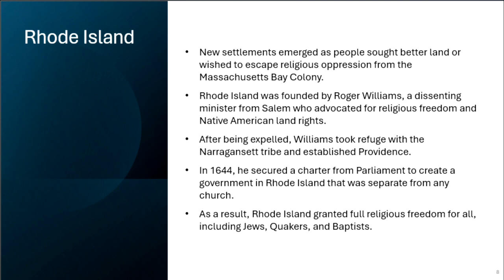He secured a charter for Rhode Island in 1644, and this colony became a haven for religious dissenters. So people who were kicked out of Massachusetts Bay for their beliefs could find a home in Rhode Island. Exactly. Rhode Island welcomed people of all faiths. Baptists, Quakers, Jews. It was a beacon of religious freedom, a stark contrast to the strict Puritan control in Massachusetts Bay.